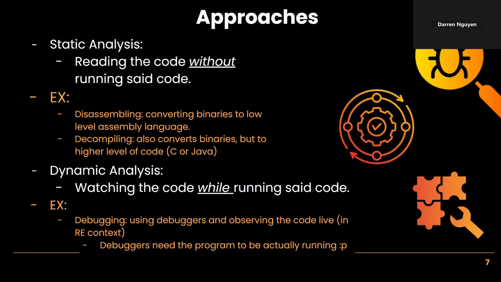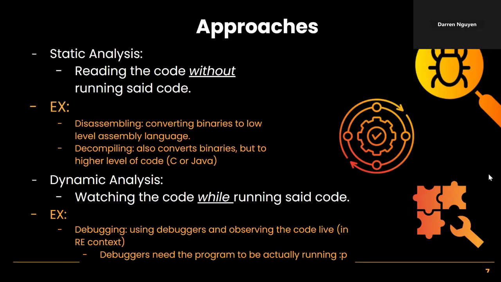All right, so there are two different approaches from what I've noticed. Can you guys see? Hold up, let me just move that real quick. There you go, static analysis, which is reading the code without running said code. You literally just read what you have. So examples would be disassembling and decompiling.